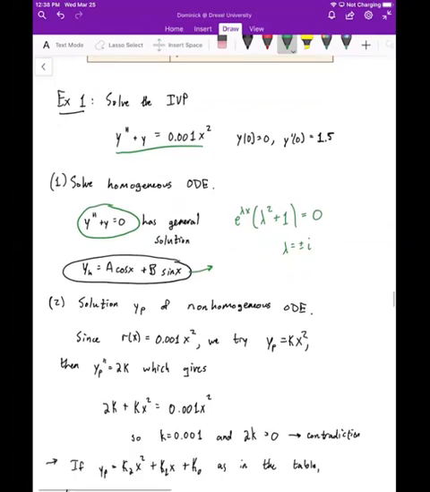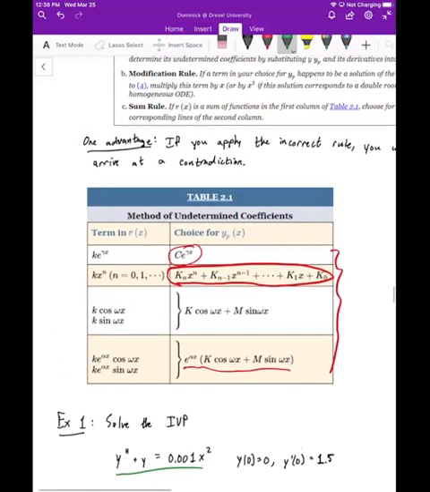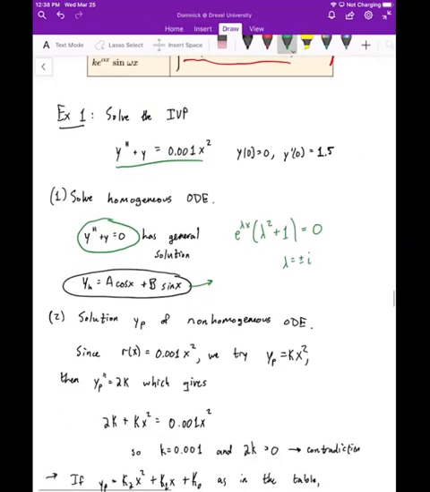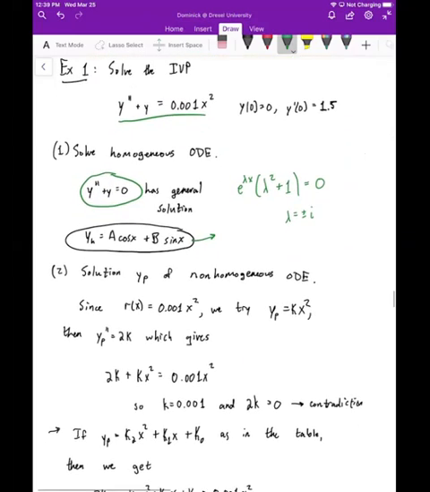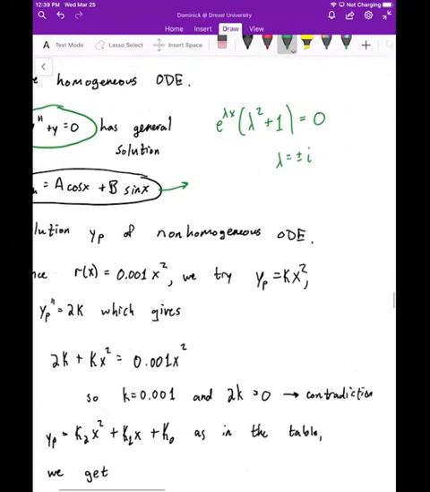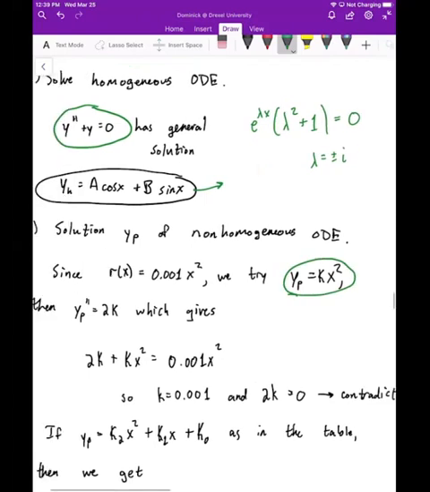Now, I want to do something wrong here because I think I included this. Yeah, I had this previously in there, but I didn't mention it. One thing that's nice about this method is that if you accidentally choose the wrong solution form, you will arrive at a contradiction somehow, right? So it has a way of self-checking itself. So I want to naively choose the wrong guess for Y sub P, right? So my R of X is 0.001 x squared.